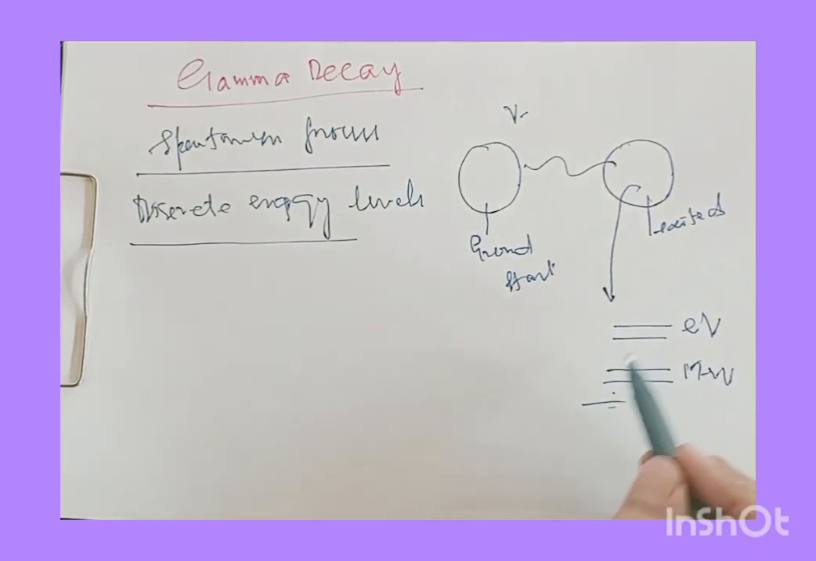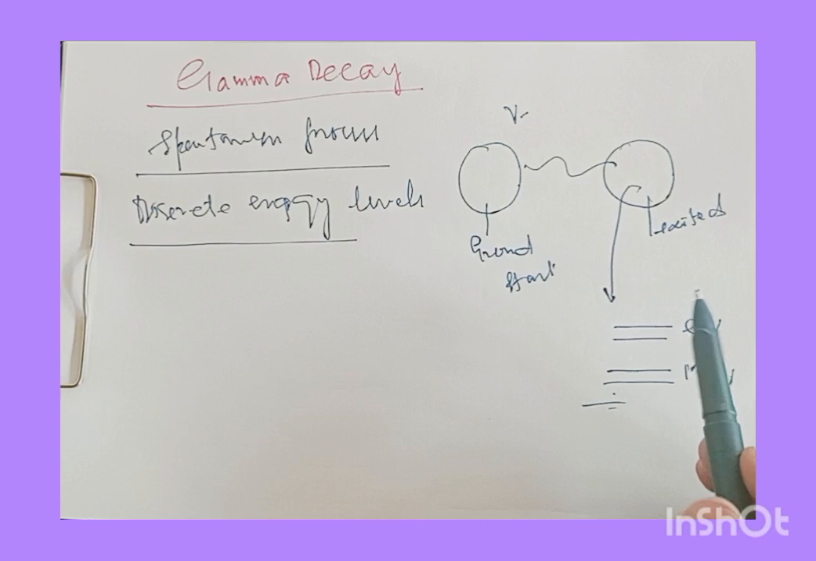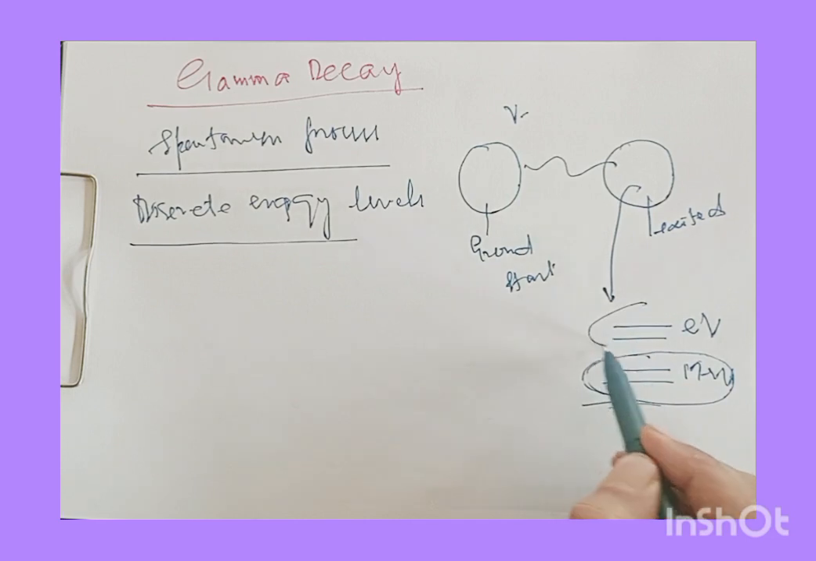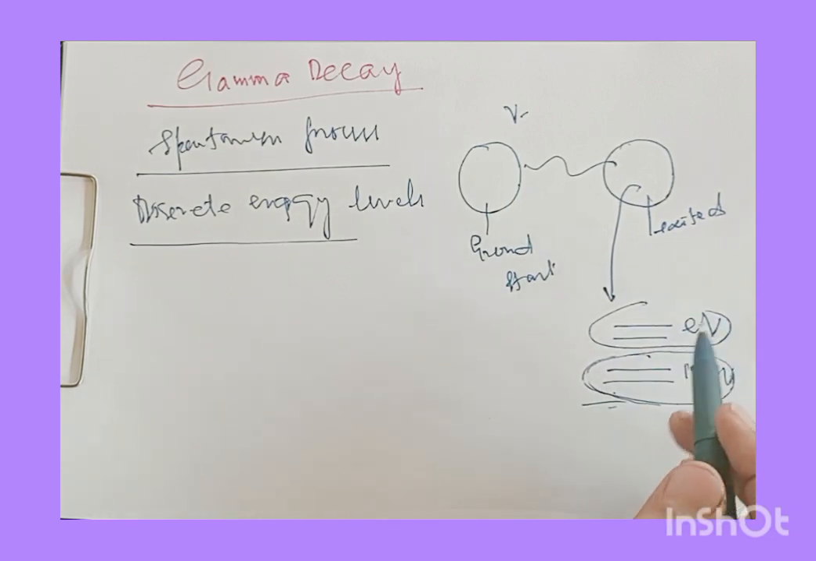So assuming the nucleus to have energy levels, these energy levels are exactly the same as the energy levels of the atom as a whole. But the only difference is that we have energy levels in the nucleus in mega electron volts. The energy difference is very large, but in the case of atoms, the energy difference is very small.